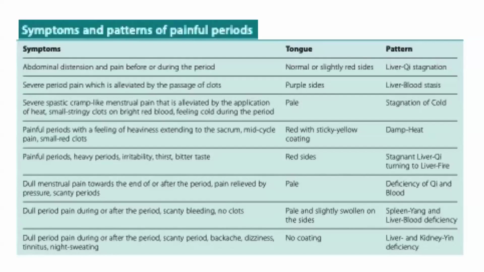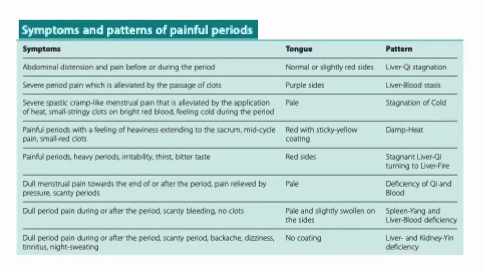So we have here a tabulation of the symptoms and patterns of painful periods. For abdominal distension and pain before or during the period, the tongue will be normal or will have slightly red sides. The pattern is liver chi stagnation. For severe period pain, which is alleviated by the passage of clots, the tongue will have purple sides. Pattern, liver blood stasis. For severe spastic cramp-like menstrual pain that is alleviated by the application of heat, small stringy clots on bright red blood, feeling cold during the period, the tongue is pale. Pattern, stagnation of cold.